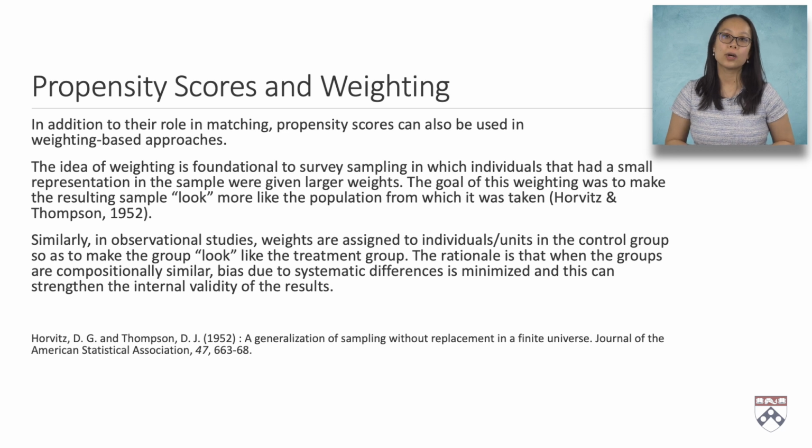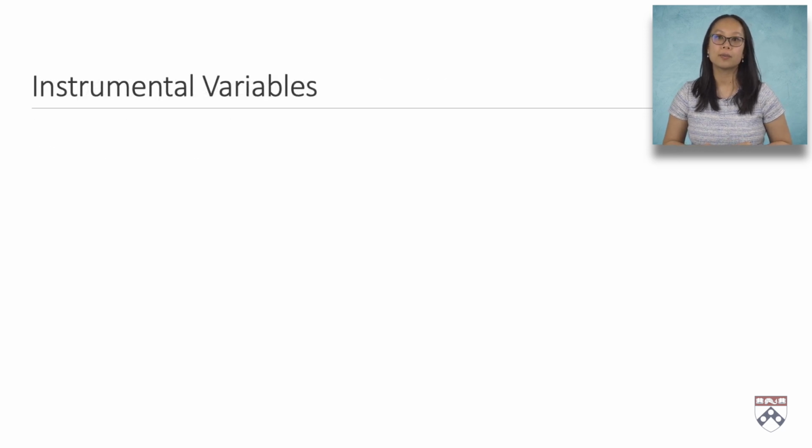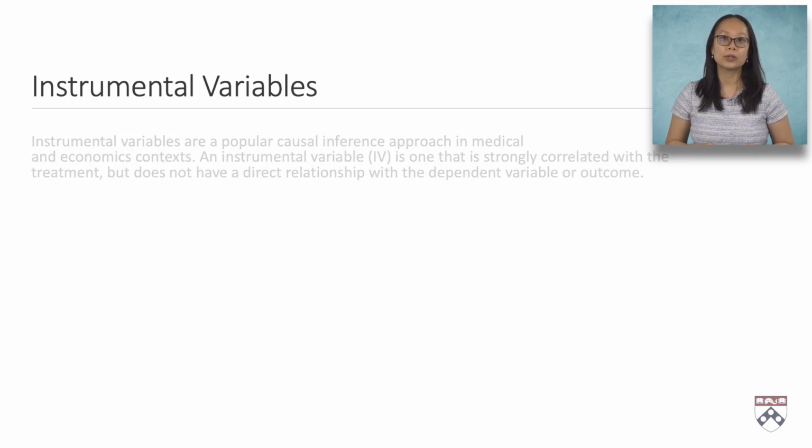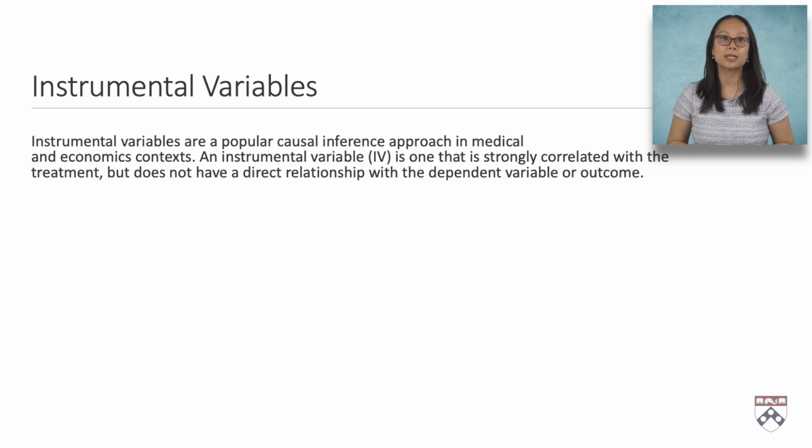The second type of quasi-experimental method that we can use to strengthen the internal validity of inferences is known as instrumental variables. So instrumental variables are a popular causal inference approach in medical and economics contexts, in which the instrumental variable, or IV, is a variable that is strongly correlated with the treatment, but it does not have a direct relationship with a dependent variable or outcome.